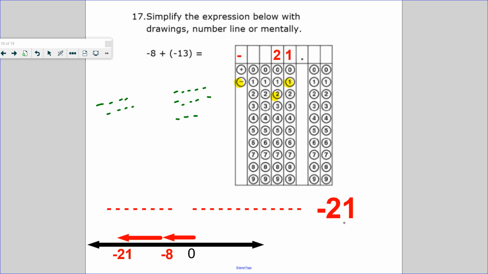So here are different ways to represent it. I represent it through modeling with counters. I represent it with a number line. You can do it mentally. Have 8 negatives, adding 13 more negatives to it, 21 negatives. Someone owes $8, then they owe 13 more dollars, so they owe $21.